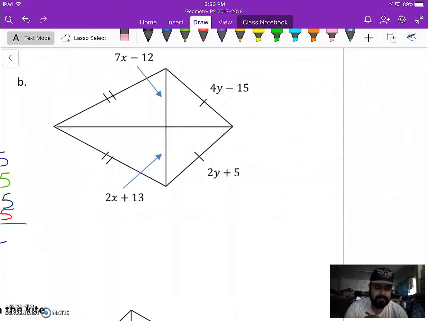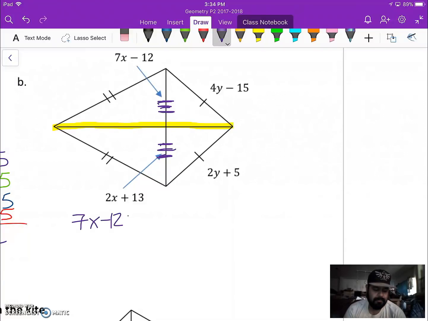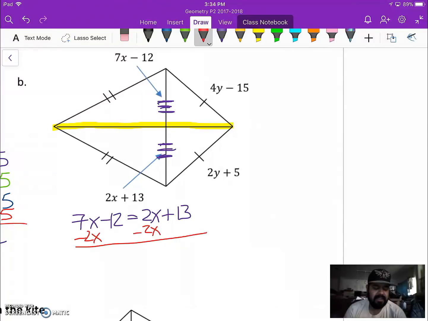Alright, so for this one, remember that we said that the longer diagonal bisects the shorter diagonal. So that means that this and this are congruent. So we can solve for x right there. So again, same thing, move the smaller variable to the other side. That way you don't have to worry about negatives. And then from here, right back to algebra land.